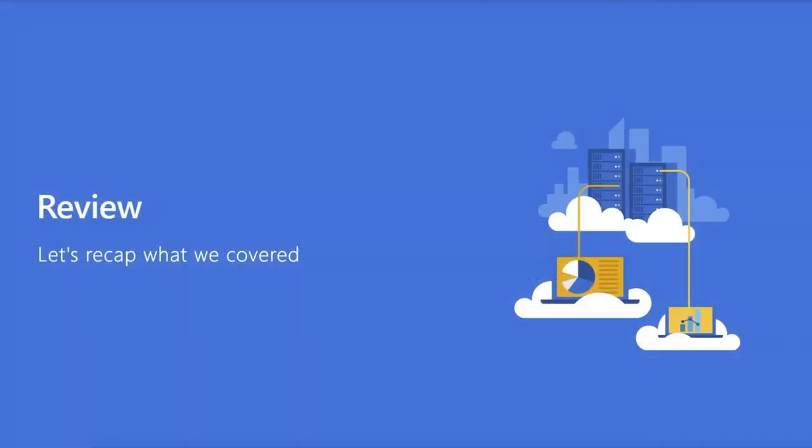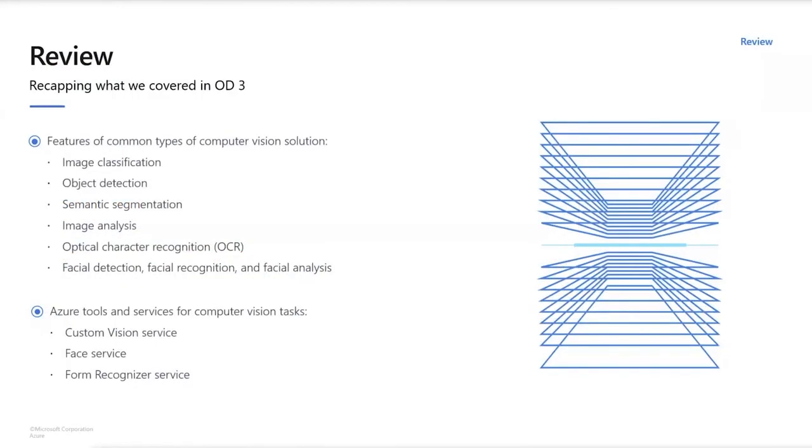And that brings us to the end of objective domain 3. Why don't we recap what we learned in this objective domain? We looked at some of the different features of the most common types of computer vision. Remember, that includes image classification, object detection, semantic segmentation, image analysis, optical character recognition, facial detection, facial recognition, and facial analysis. We also looked at some of the different tools that you can use for computer vision tasks, which included custom vision services, face service, and form recognizer. Again, just a reminder that this is going to account for 15 to 20% of your overall exam.